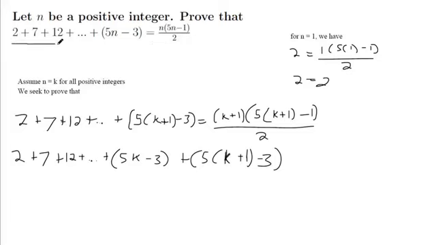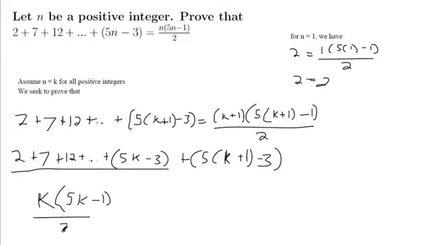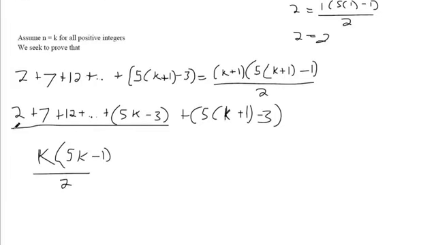That means the sum of these terms would equal k times 5k minus 1 over 2. In other words, the sum of these terms right here is going to be equal to this right side over here. It's going to be equal to k times 5k minus 1 over 2. Okay, so I just wrapped up all these pluses together, and the sum is equal to this because of our induction step.